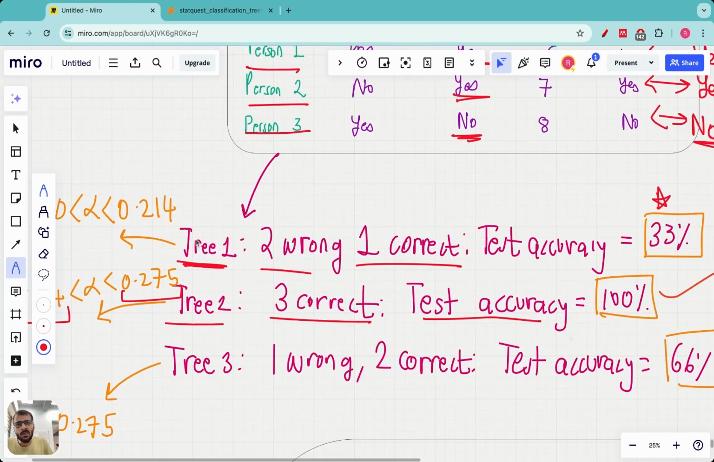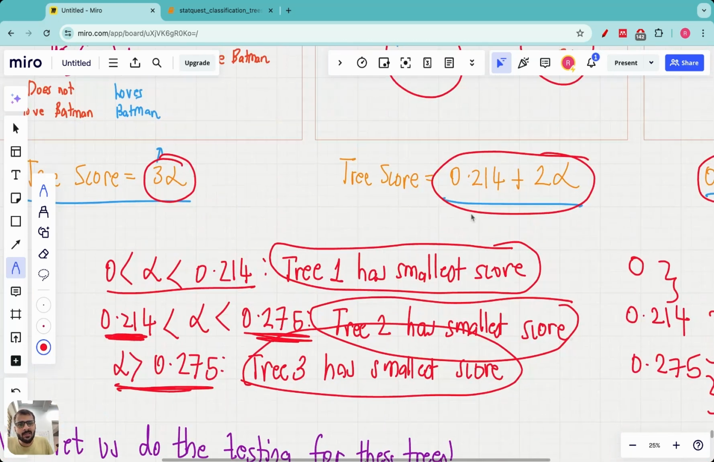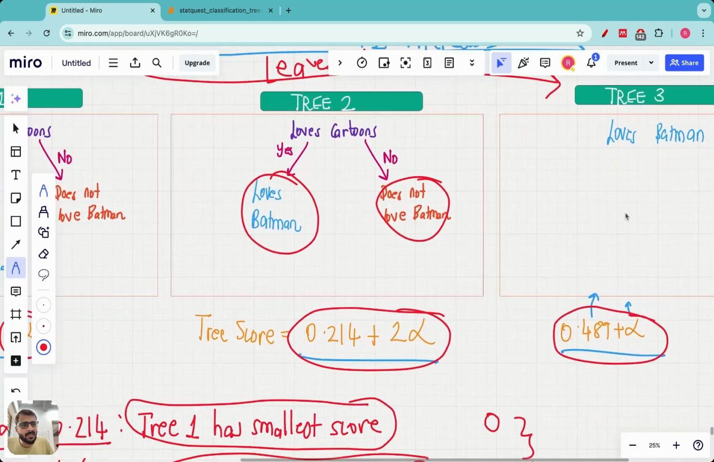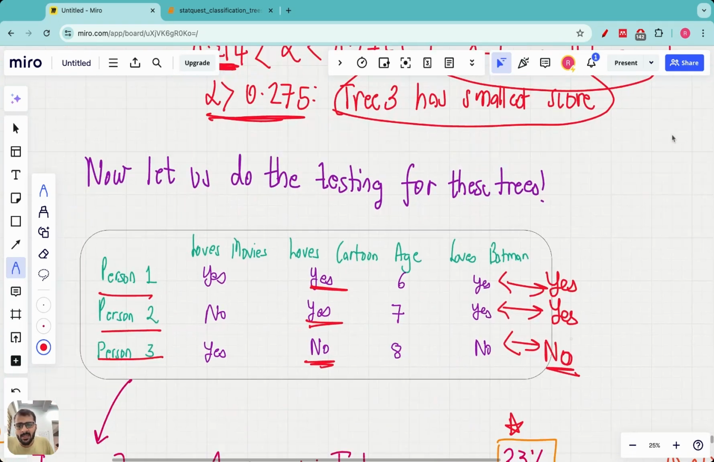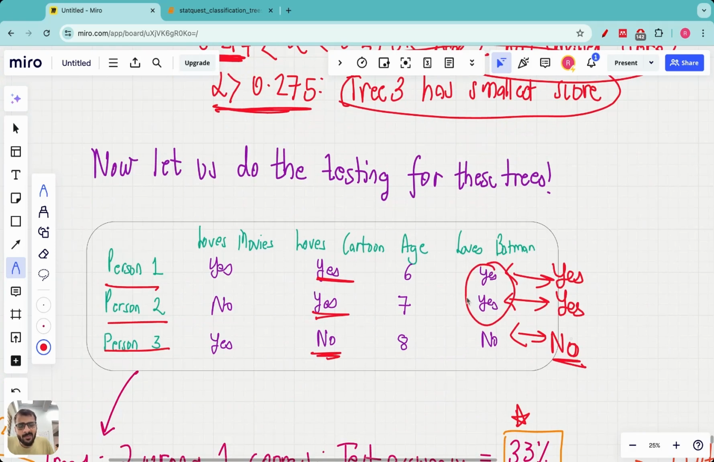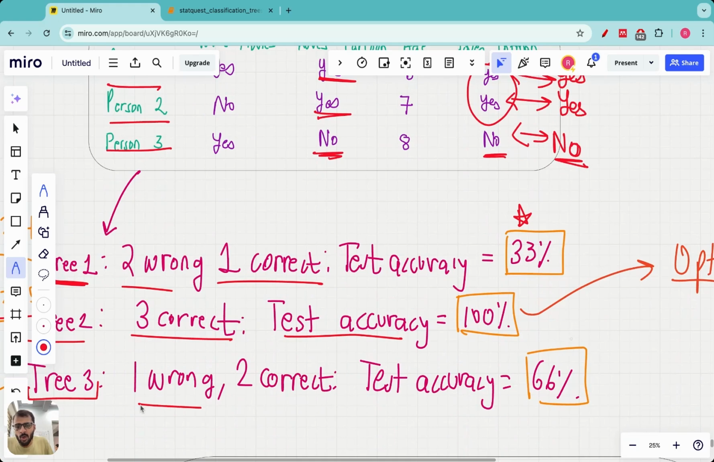Now let's look at tree number 3. If you look at tree number 3, it's basically saying to everyone that they love Batman, right? So let's look at the test data. We can see that two people do indeed love Batman and one does not love Batman. So we have one wrong and two correct. So the testing accuracy is 66% for the third tree.